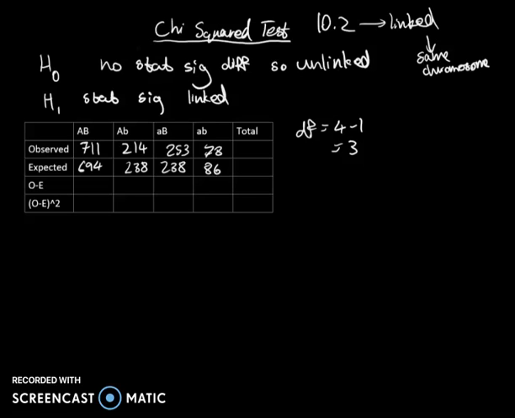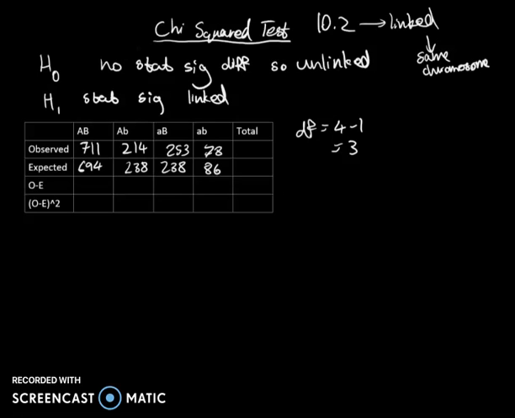Let's say we did some sampling. If you guys have heard of a quadrat, which is a square sample area where we test different things, this can be an area in a forest where we test for particular characteristics. Let's say that we found 711 organisms with the big A, big B phenotype, 214 with big A, little b, 253 with little a, big B, and 78 with little a, little b. Let's say those were what we observed.